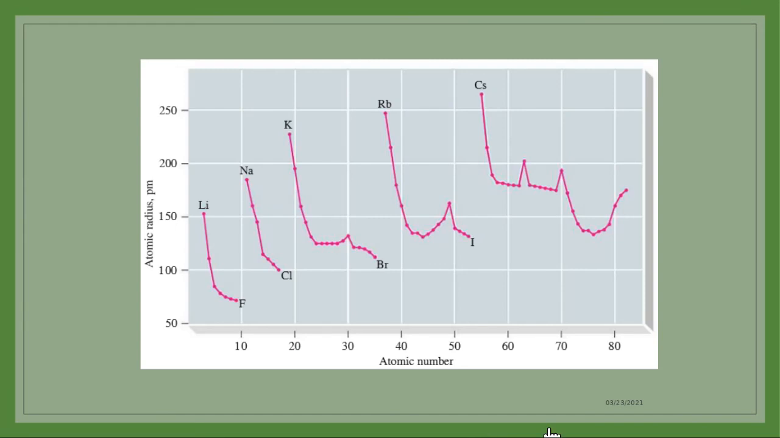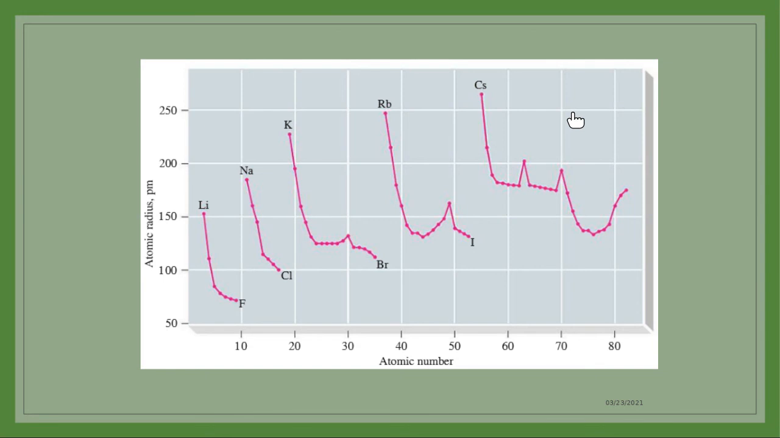I am asking you again the same question. Why do lithium, sodium, potassium, rubidium, and cesium have an increasing atomic radius while the atomic number increases? From the top to the bottom, the atomic radius is increasing. Why?